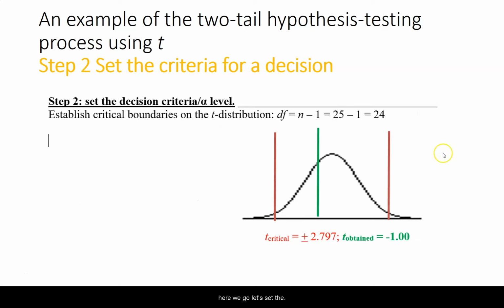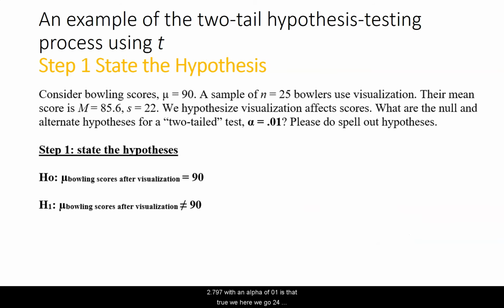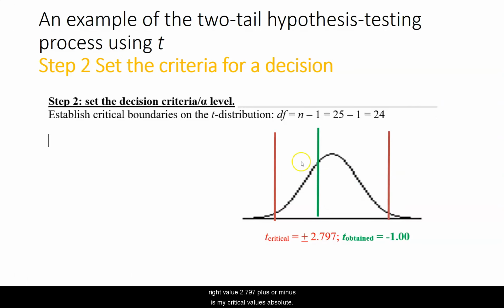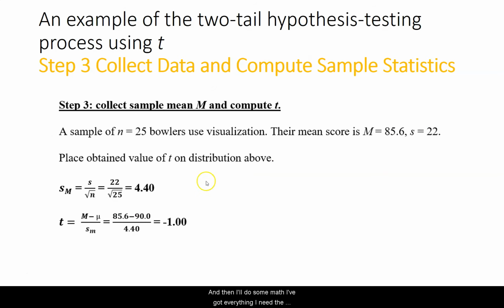So here we go. Let's set the degrees of freedom, which are 24, 25 minus 1. And here are my critical values of t, plus and minus 2.797 with an alpha of .01. Is that true? Well, here we go. 24 degrees of freedom. Two tails combined, alpha of .05, or pardon me, it's .01. Follow it down, 2.797. Absolutely. So in that case, I've got the right value, 2.797 plus or minus is my critical values. Absolutely.